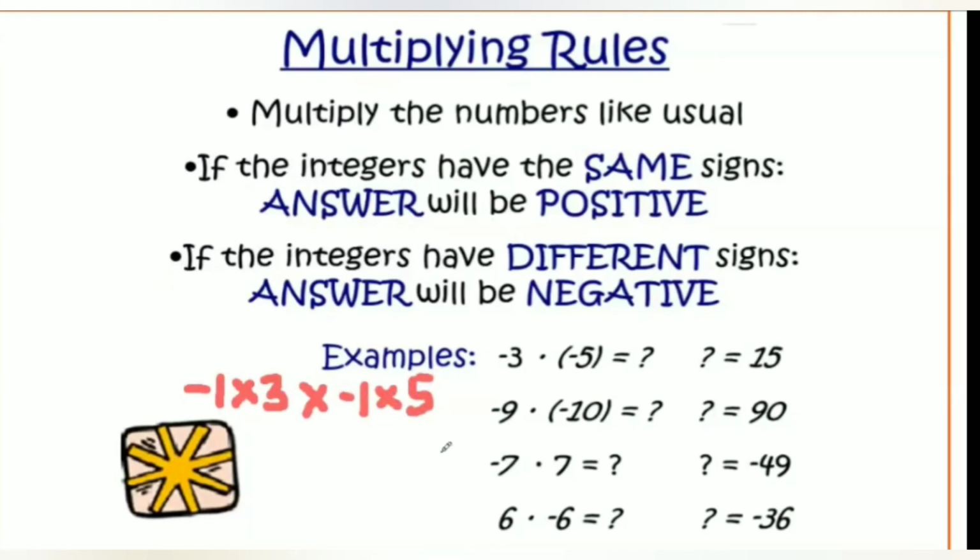All right, and then I can regroup it using the associative property. I can have the 3 and the 5 multiplied first. Then we have here negative 1 times negative 1 times 3 times 5, right? And that's 15.